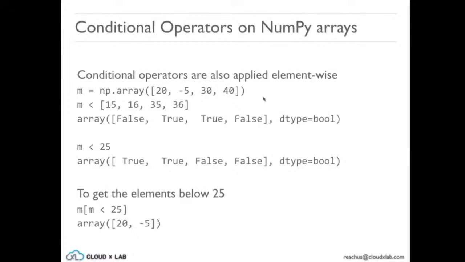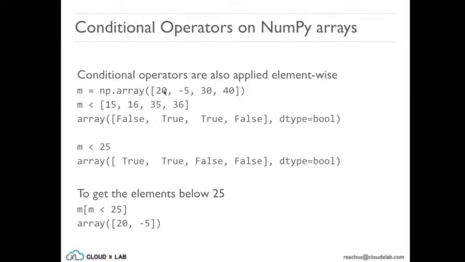I can even do conditional operators. So I can check, if I have an array and I want to compare it with another array, an element-wise comparison. For example, I have another array, 15, 16, 35, 36, and the comparison I want is less than. I can just say m is less than this, and the result would give me the result of the comparison.